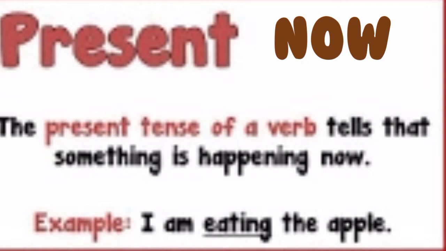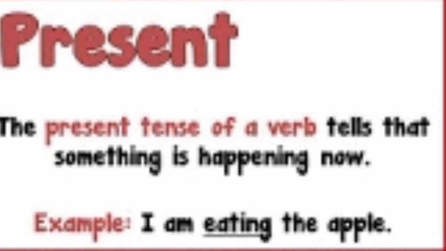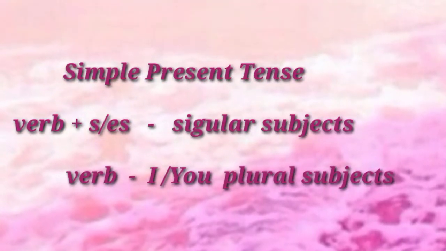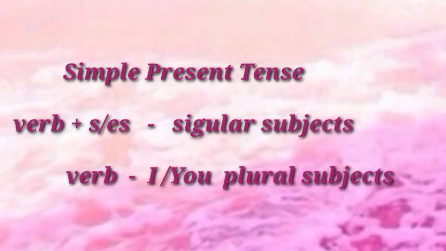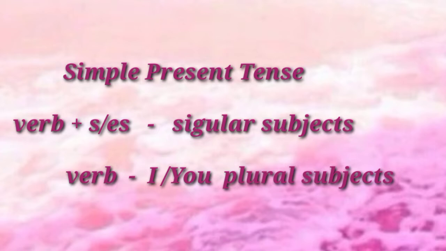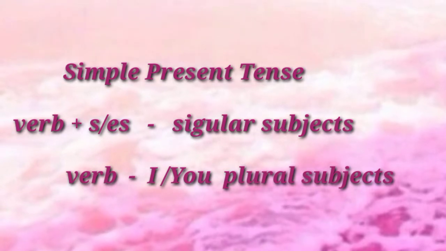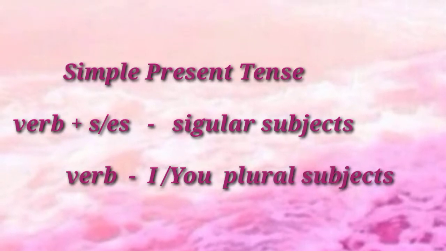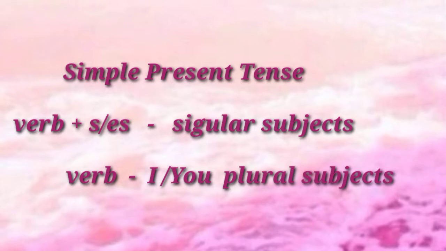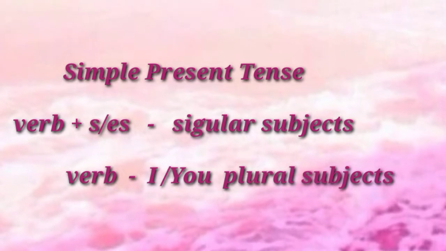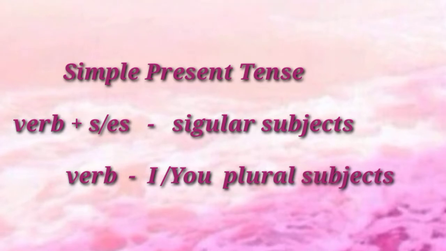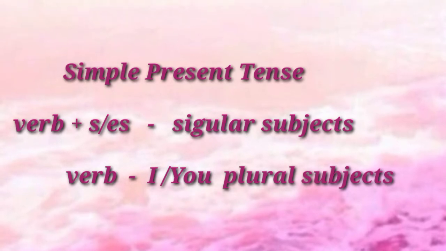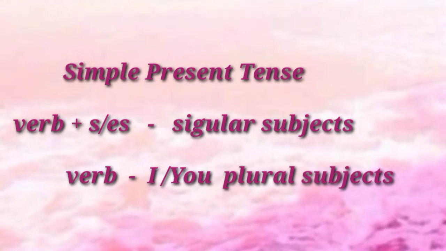When we form a sentence in simple present tense, if the subject is singular, then we have to use the verb plus s or es form. That means with the verb we have to add s or es according to the spelling of that verb. Singular subject, s or es with the verb. And if the subject is plural or if the subject is I or you, then the simple form of the verb will come as it is. We will see these examples, then you will be more clear.